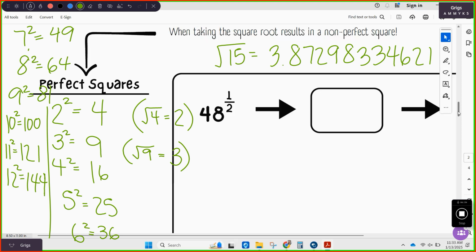Okay. So a non-perfect square is when I square root something and it gives me a non-terminating decimal or just a really long decimal. So go ahead and label this. This is an example of a non-perfect square. Just so you have that reference for yourself. When I square root something and it equates out to a really long decimal and it's not a beautiful, pretty, cool number, that is a non-perfect square.